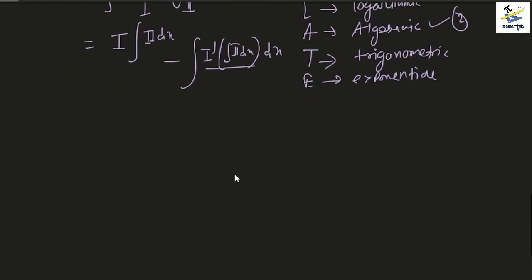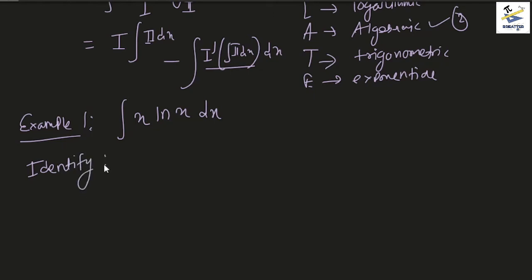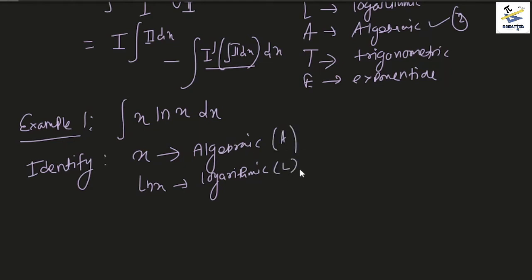So let us take some examples so as to understand how this works. Example 1. Let us find out the integral of x log x dx. Okay, so identify: x is an algebraic function, right? ln x is logarithmic. So which one is more up the list? Obviously L, right? So ln x should be treated as the first function and x should be treated as the second function.